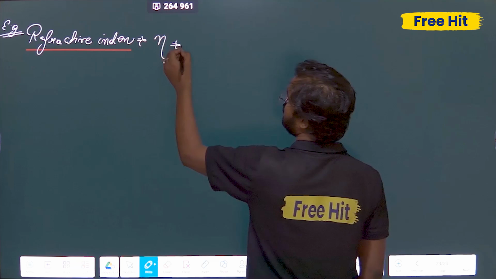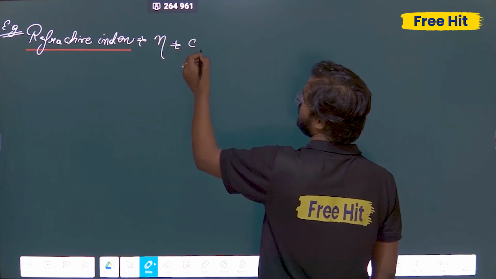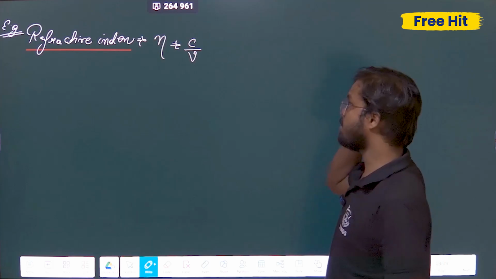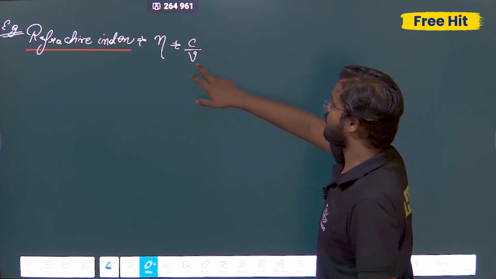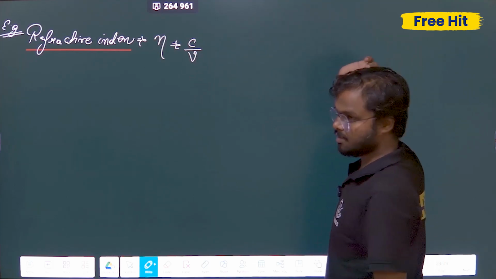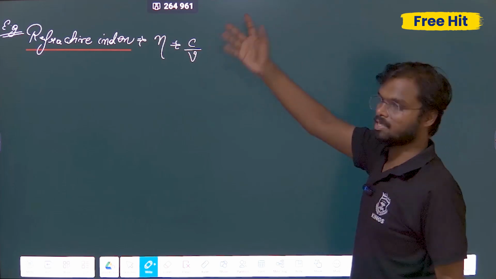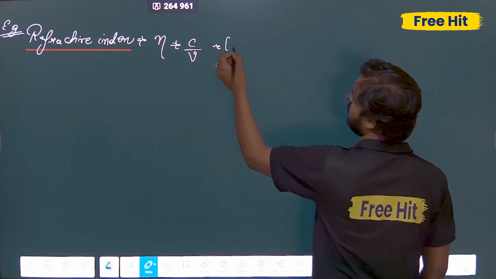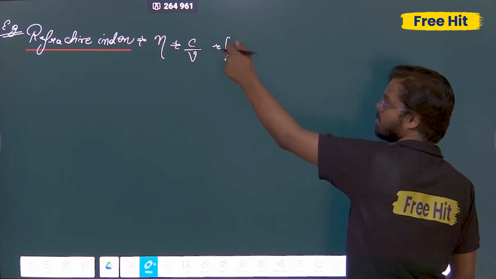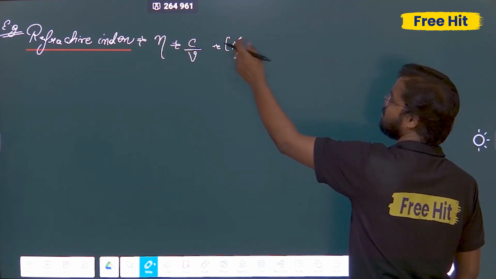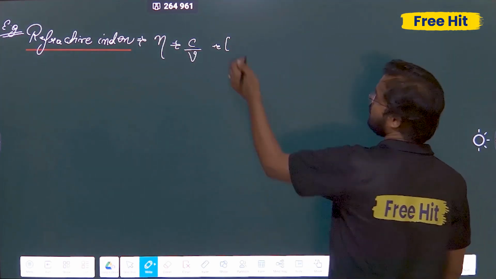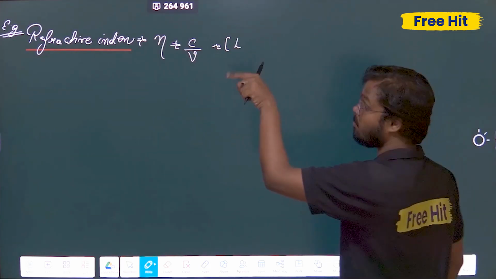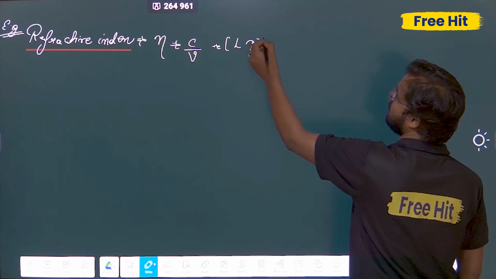It is equal to what? C by V, correct? That is speed of light in vacuum divided by speed of light in a medium. So what is the unit of this? It will be C. C is meter per second, so I can write it as meter means length, and per second means t to the power minus 1, so I can write it as L t to the power minus 1.